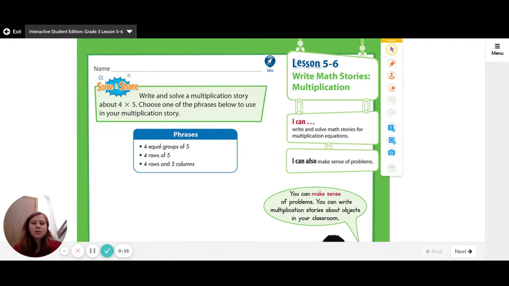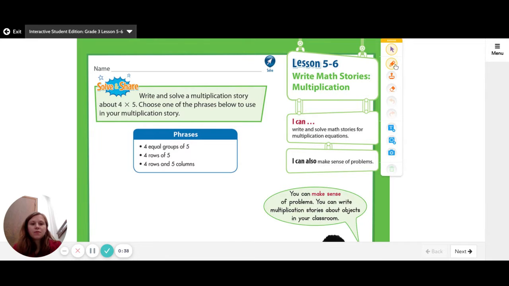Let's look at our I can statements. I can write and solve math stories for multiplication equations. I can also make sense of problems. So today, instead of them giving us a math story, we are going to write math stories. Write and solve a multiplication story about 4 times 5. Choose one of the phrases below to use in your multiplication story. So they give us some ideas of what we could do.